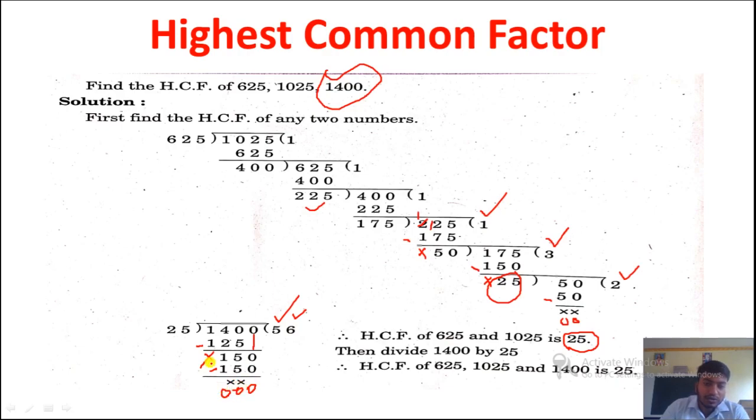So this 25 is dividing this 1400 also. Therefore, HCF of 625, 1025 and 1400 is 25. So this is how we can find out HCF of 3 numbers using long division method. Clear to you?